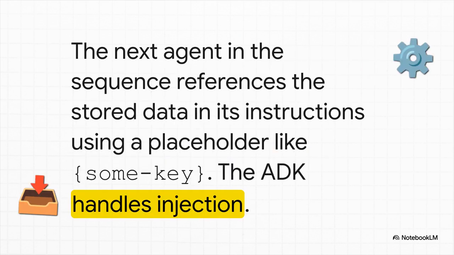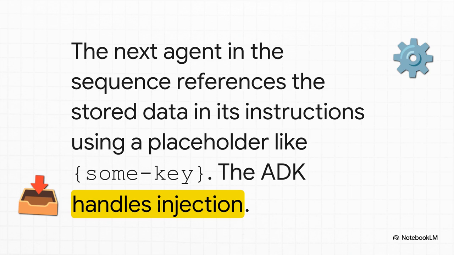And here's the other half of the magic. The next agent in the chain, the consumer, can then access that data directly in its own instructions. See that placeholder? The ADK automatically finds the value saved under that key and injects it right there. This is how you chain agents together so they can build on each other's work.